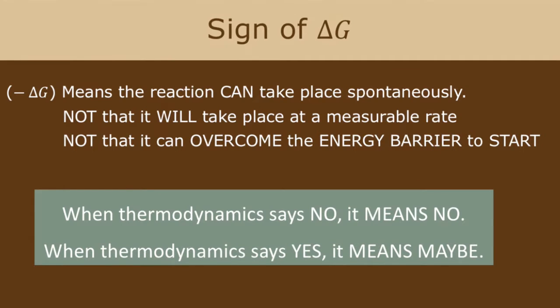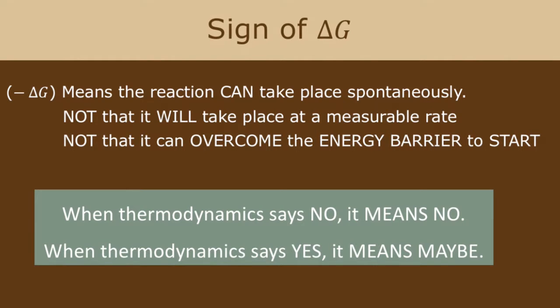The thing is, the sign of delta G tells us from a thermodynamics perspective whether a reaction can take place. It doesn't say whether it will take place at any significant rate that we could observe or that it could overcome the barrier to get started. So maybe rusting, when a metal rusts, that could be thermodynamically likely to proceed, but it might take place at a rate over years and years and years. So it might not be significant for you today in the lab.